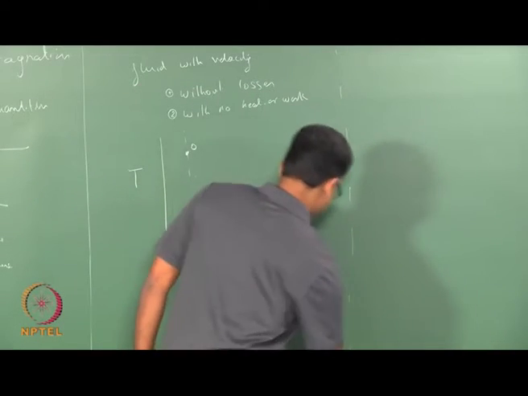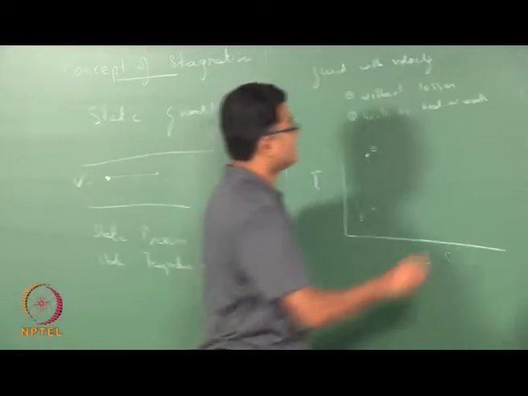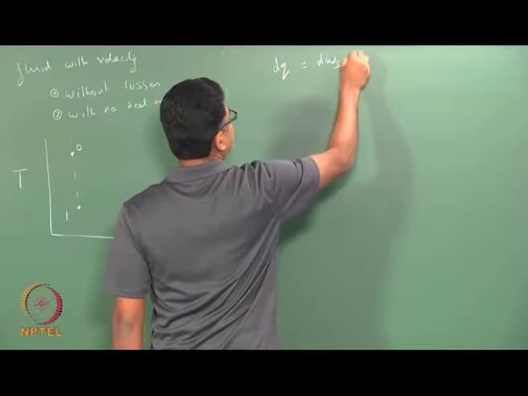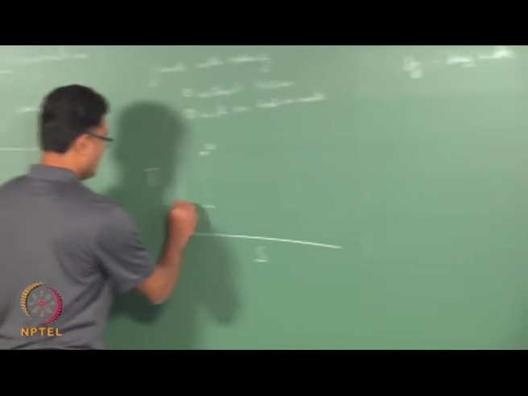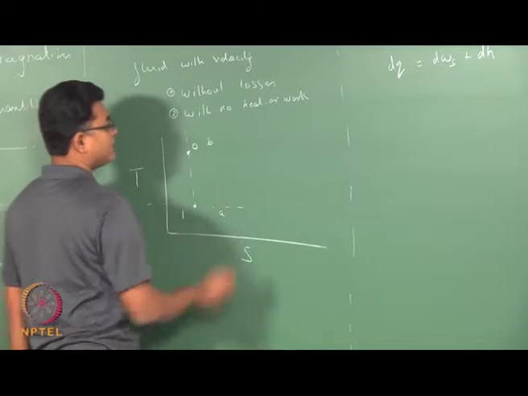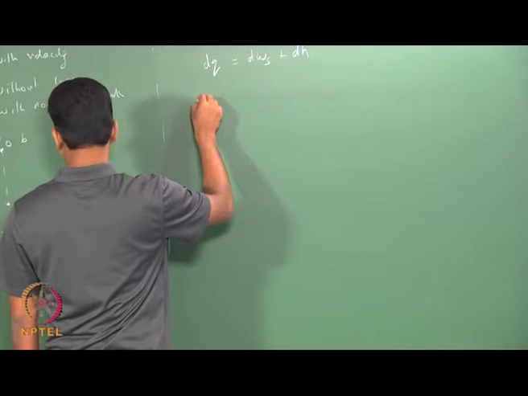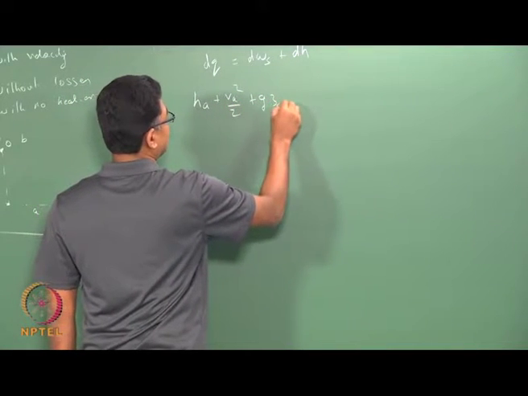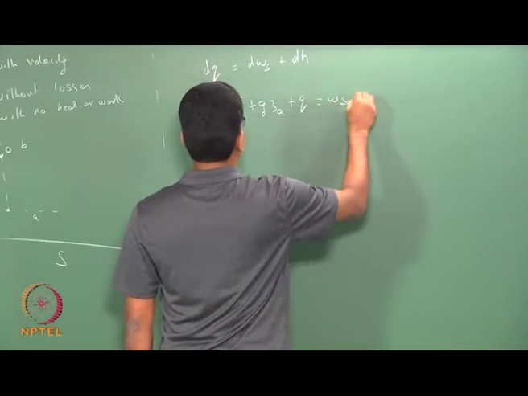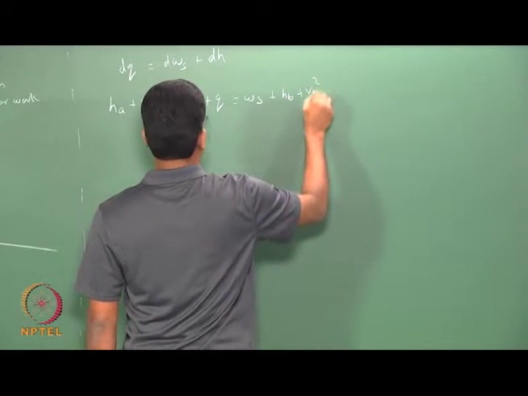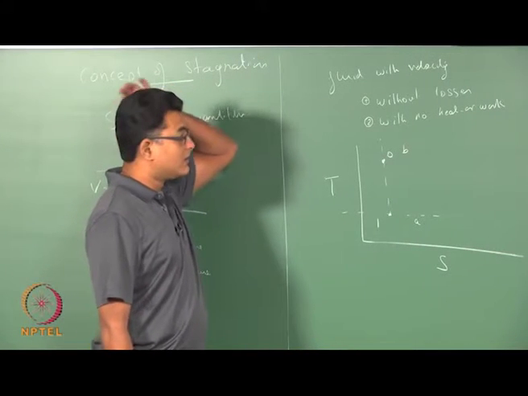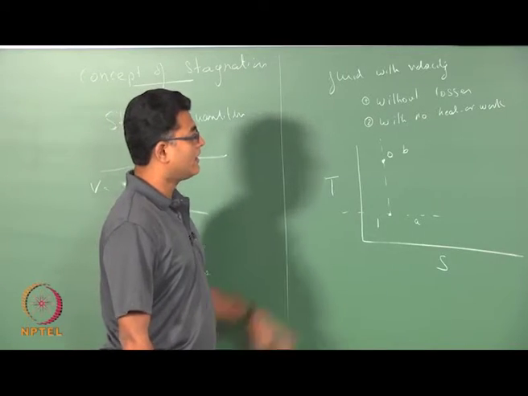So, let us go back to the equation and see how it behaves. We have dq equals dws plus dh. If this condition is my state A and this is my state B, I would have hA plus vA square by 2 plus g zA plus q equals ws plus hB plus vB square by 2 plus g zB. Now, what did I assume? I assume no losses, isentropically, and no heat, no work.